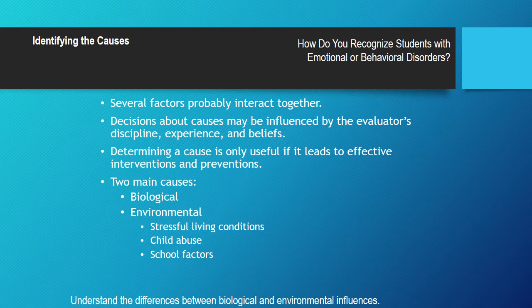It is often said that determining the cause leads to intervention because it helps us understand where the problem lies. It is important to understand the difference between biological and environmental influences. Two main causes could be biological and environmental. Biological: something genetic that comes from the parents. Environmental: stressful living conditions, childhood abuse, or school factors, which may be bullying, for instance.